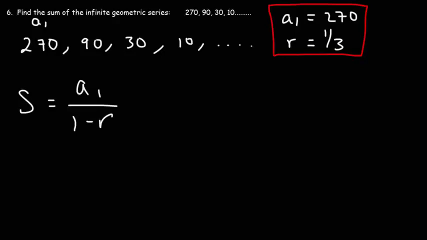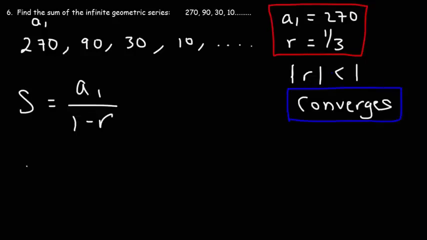By the way, does this particular infinite geometric series converge or diverge? The absolute value of r is less than 1. It's 1/3, which is about 0.333, or 0.3 repeating. So because it's less than 1, the infinite geometric series converges. We can calculate the sum. The sum is finite.